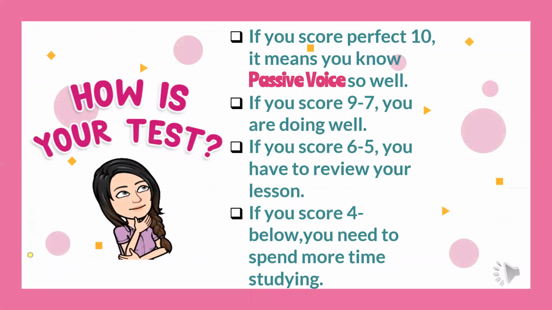How is your test? I hope you did awesome. If you score perfect 10, it means you know passive voice so well. If you score 9 to 7, you are doing well. If you score 6 to 5, you have to review your lesson. If you score 4 and below, you need to spend more time studying.